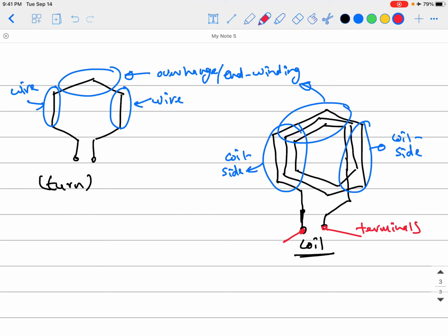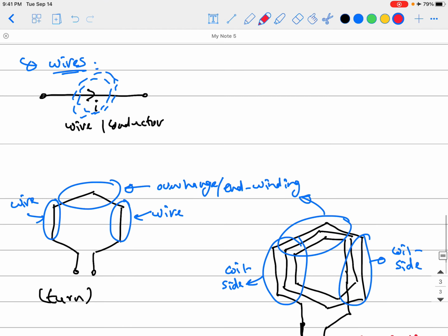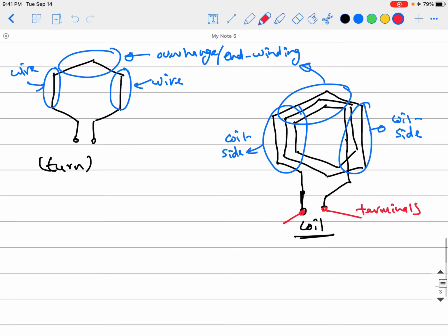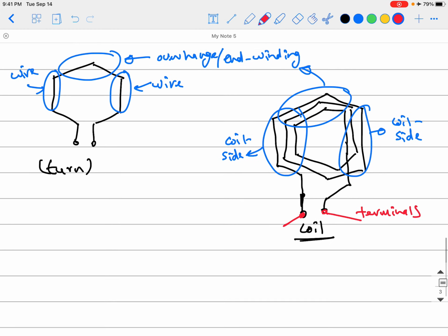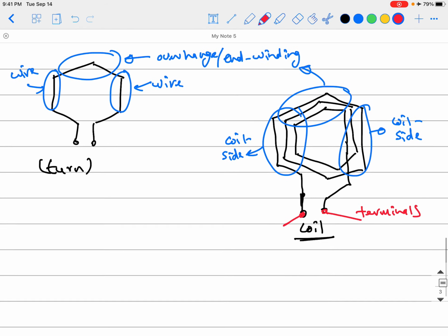We have these wires or conductors connected to have something like this. Okay, so going from just a single wire or conductor, you can turn it to make one turn, and you have multiple turns, and now you have a coil. Okay, so the coil is some turns, and the turn is just two conductors.